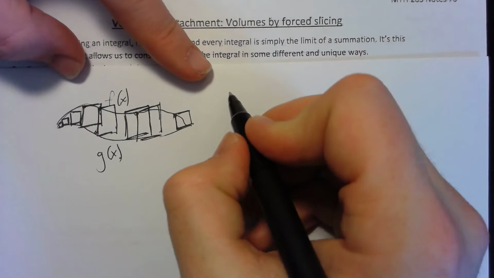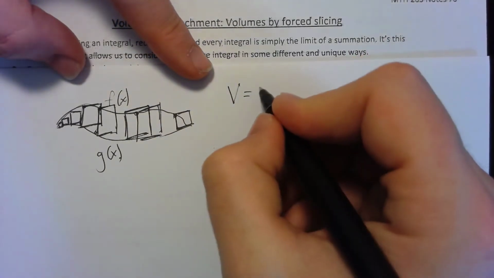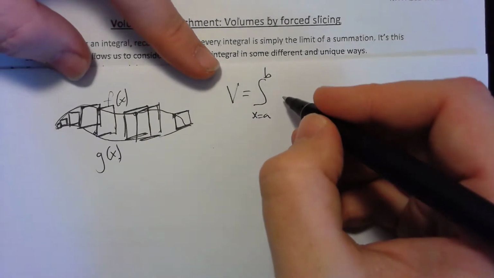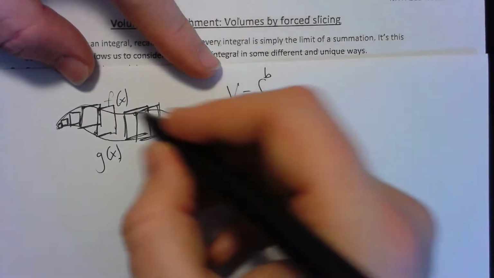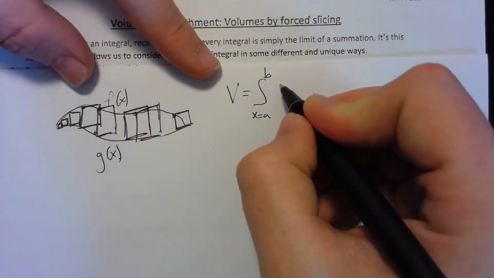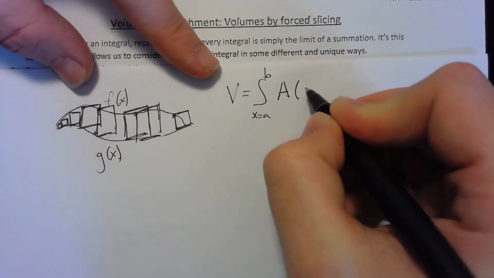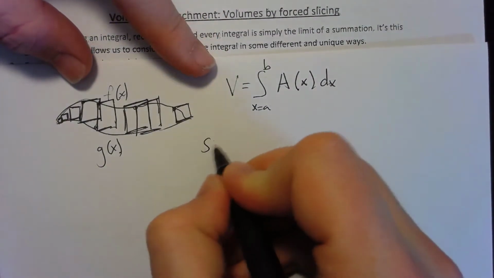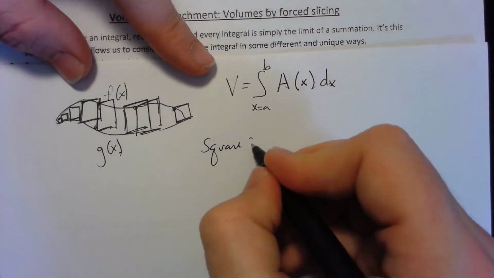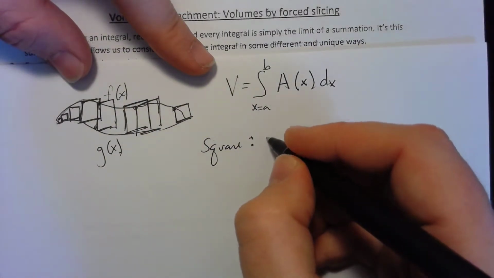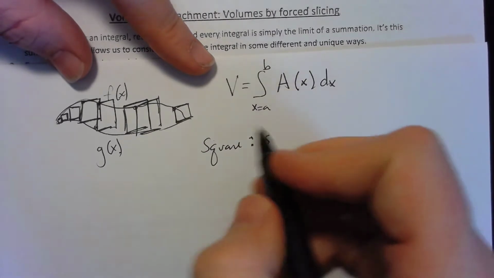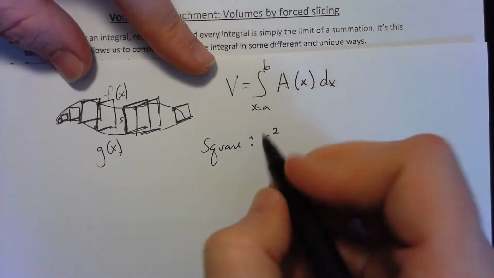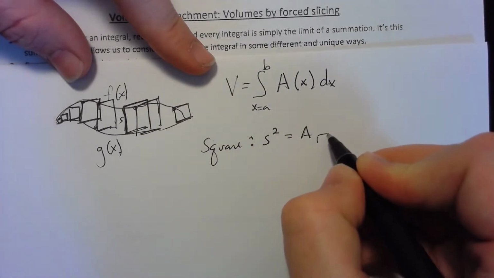Well, the idea of finding a volume is a simple concept of integrating from one value to another, but instead of just integrating over a function f of x minus g of x, we're going to actually integrate over the area of a specific type of object with respect to x. So in this particular case, if we're working with squares, the area formula will be whatever the function is that we're playing with, and I'm going to use s. Let's just say the length here is s. Well, it's going to be s squared, because that is the area of a square.